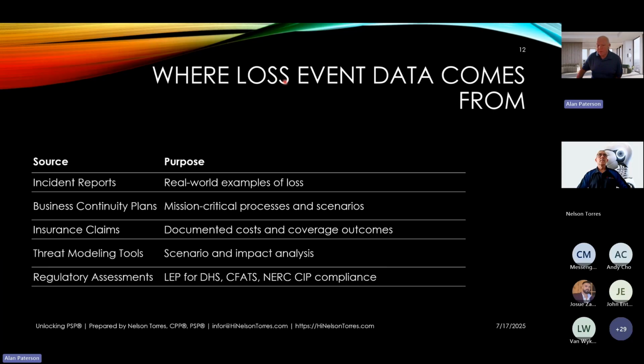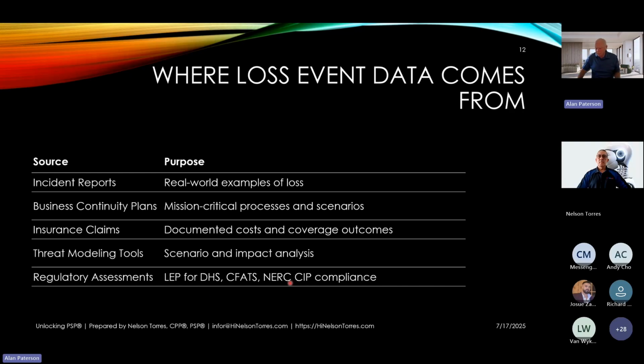Where does loss event data come from? It comes from incident reports, real-world examples of loss, business continuity plans, mission-critical processes and scenarios, insurance claims, documented costs and coverage outcomes, threat modeling tools, and regulatory assessment. So the loss event profile will document the type of event, the assets affected, frequency of occurrence, and consequence, and they also help prioritize mitigation.